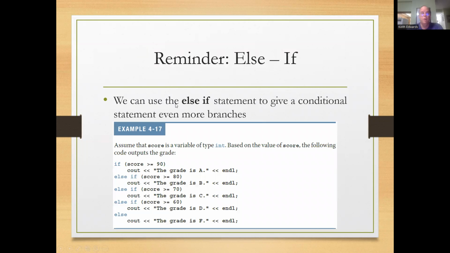So last time we looked at using else if and finally else. So we started out with if, and then we had more conditions with the else if, and finally ended up with the else. So here's an example. This is from the Malik textbook. If the score is greater than or equal to 90, the grade is A. Else if it's greater than or equal to 80, it's a B. Greater than or equal to 70, C. Greater than or equal to 60, it's a D. Otherwise, it falls into the F category.